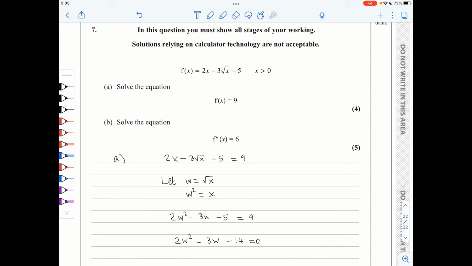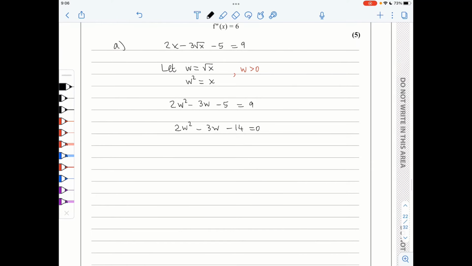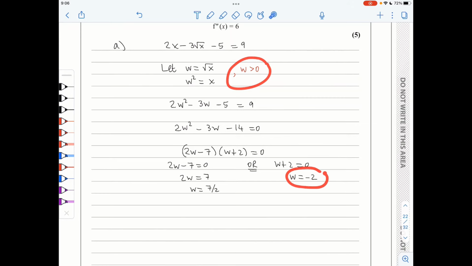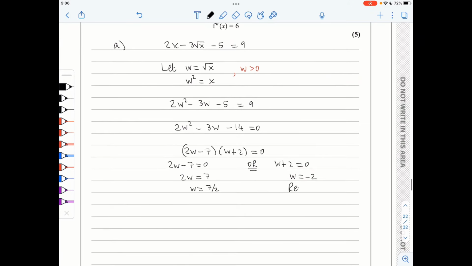It is crucial to realize that the moment I am letting w be root x, it means that I understand that w has to be positive because the square root of x is always positive. Now this quadratic factorizes into (2w minus 7)(w plus 2), which means that 2w minus 7 is 0, or w plus 2 is 0. So 2w is 7, leading to w being 7 over 2, or w being negative 2. We knew that w had to be greater than 0, so this is not a valid answer, so I reject it since w is greater than 0.